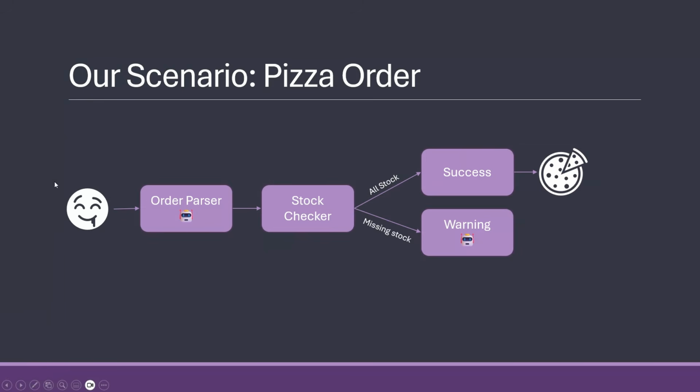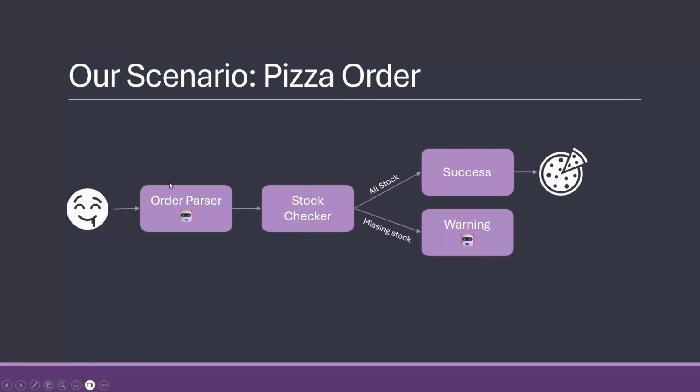So the idea is that we have a user that is hungry, and via a chatbot or some kind of input field, they just ask for a pizza. Then we will put that order into a workflow. The first thing we will do is have an order parser that will work out what the customer actually asked for, and turn that into something more structured.